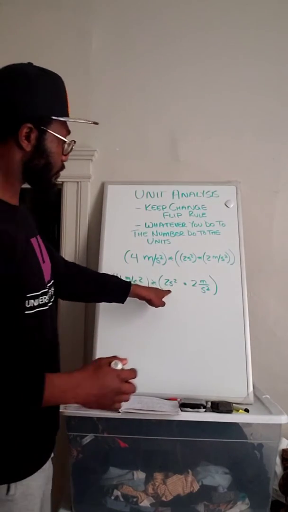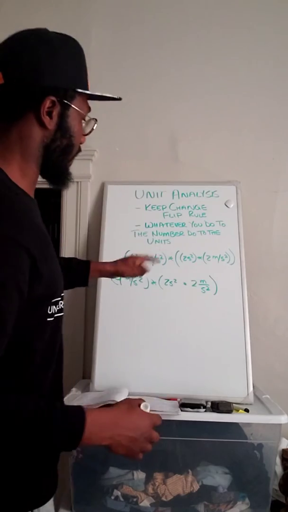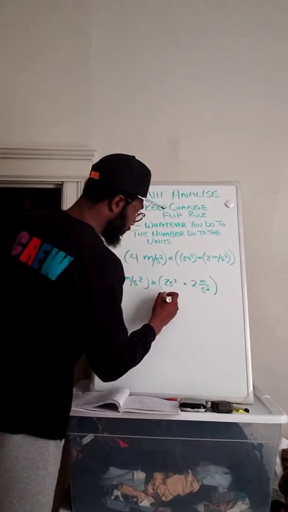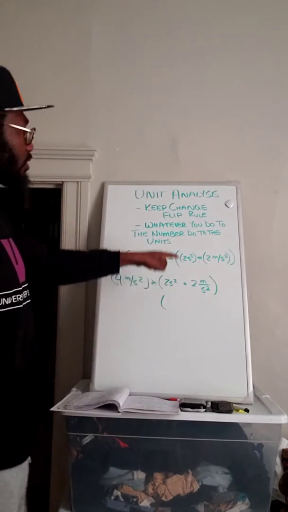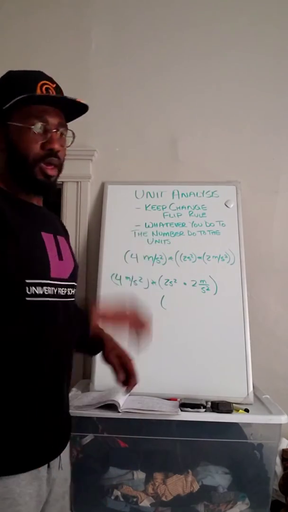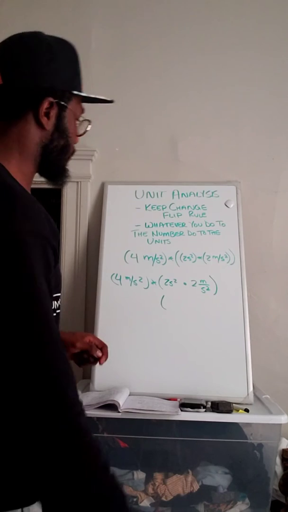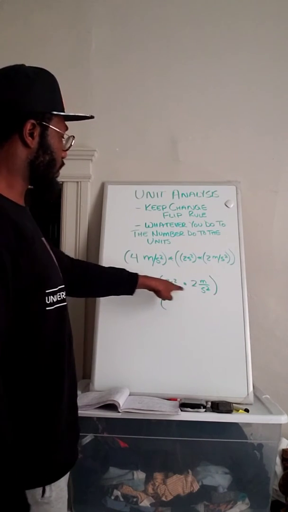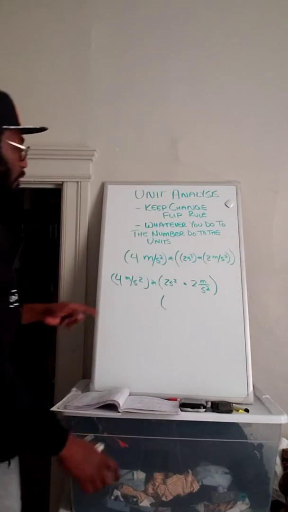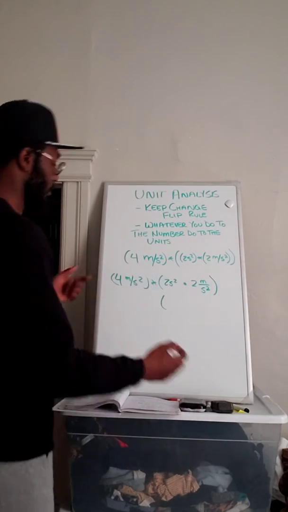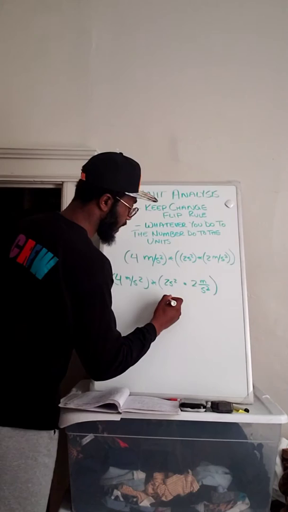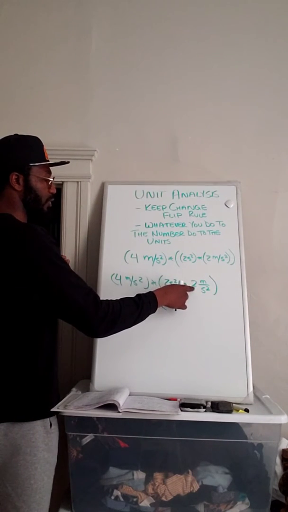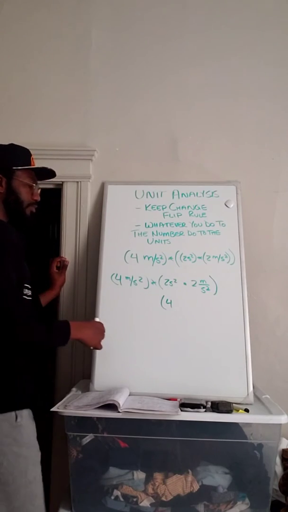All right. So now I can go ahead and see if anything cancels here. First, I'm going to do my numbers, and then I'm going to do my units. Okay. So when I multiply my numbers, I get 2 times 2. They're both in the numerator, so nothing cancels out. Right. So that is in the numerator. That is in the numerator. So I get 4.